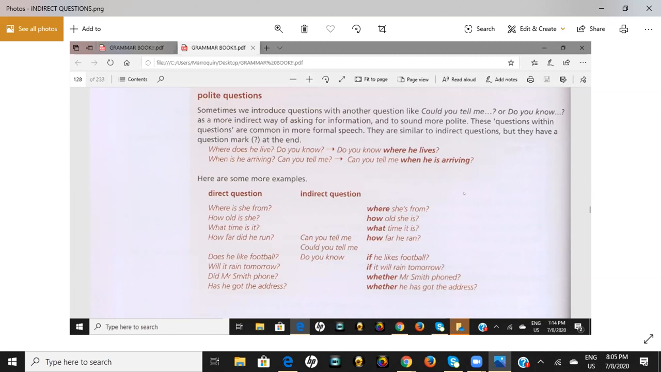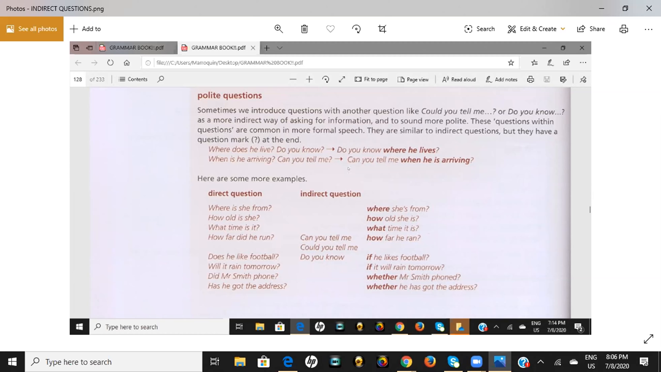Okay, so in the first part, she read, where does he live? Do you know? How many questions do we have there? How many questions did she read? Two questions. Now, in an indirect question, you're making two questions in just one. And that's why she says, do you know where he lives? Please notice that only the first part has an auxiliary. The second part is normal.